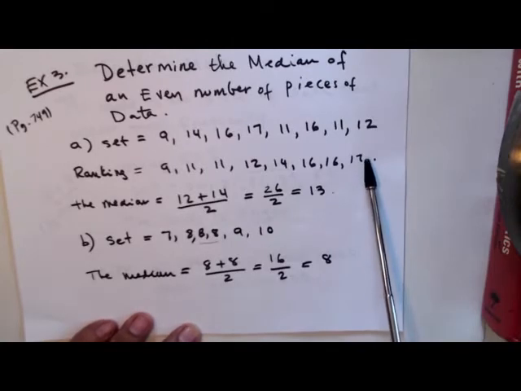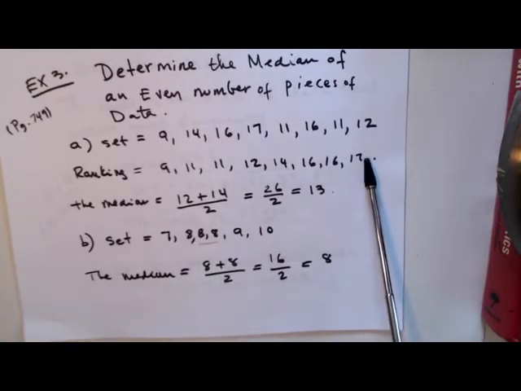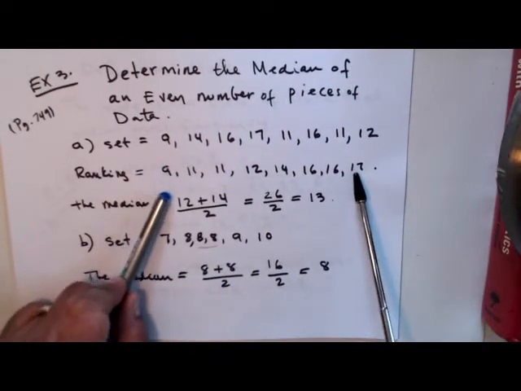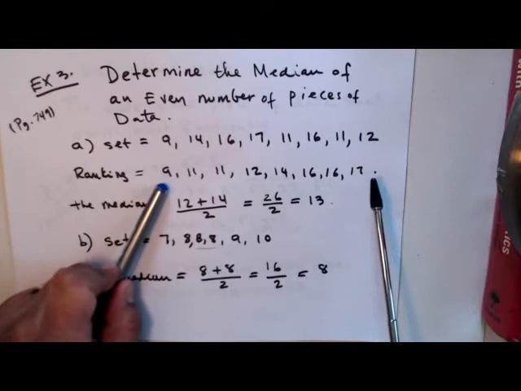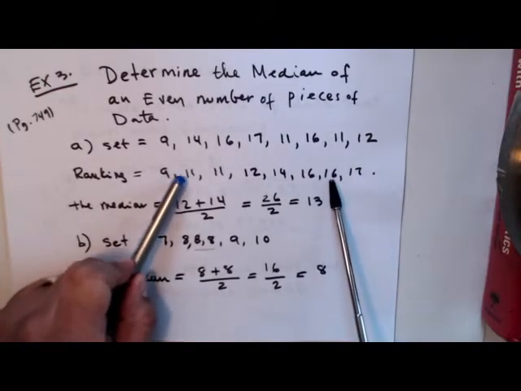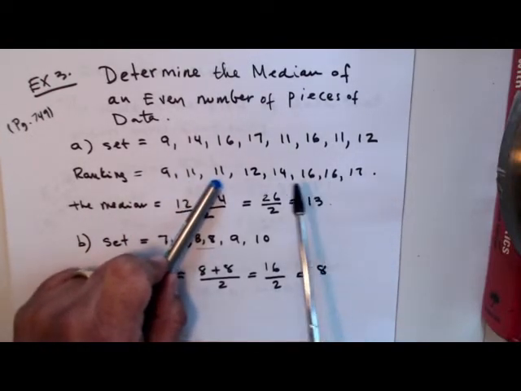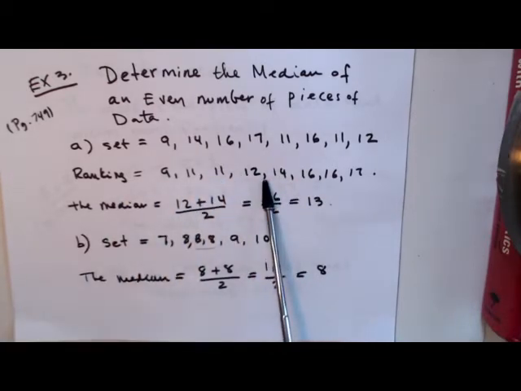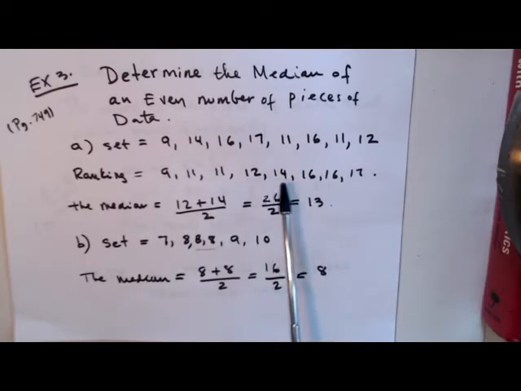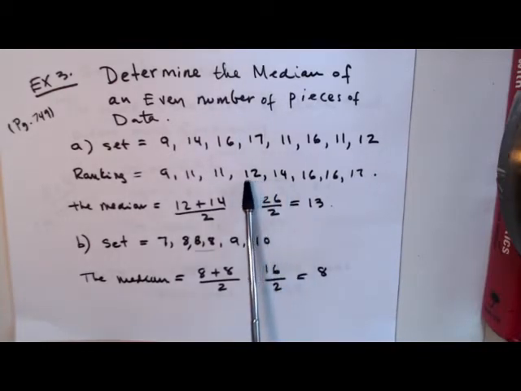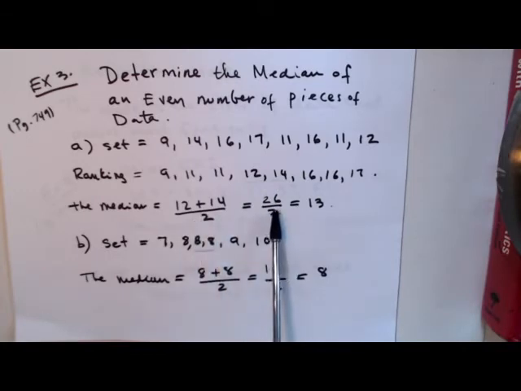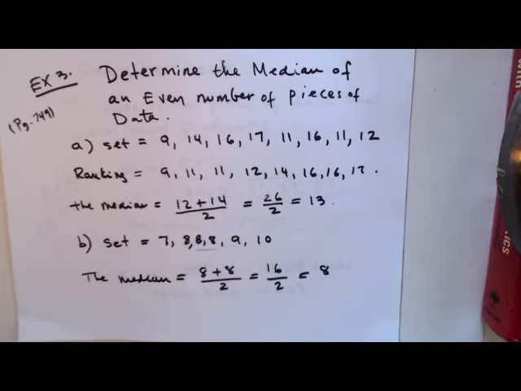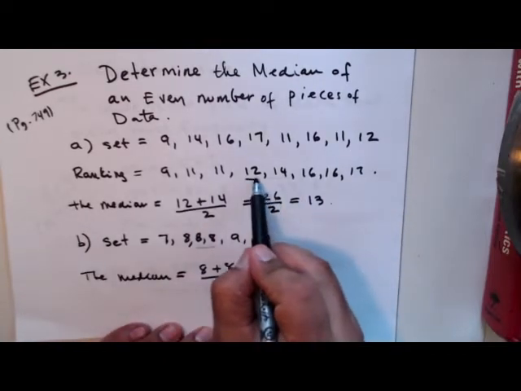Now to find the median again, we take away 1 from each extreme, from the left and from the right. So you get 1, 2, 3. We are left with 12 and 14. In this case, our median is 12 plus 14 divided by 2. This is 26 over 2, that's 13. So this is the median, the number between these 2.